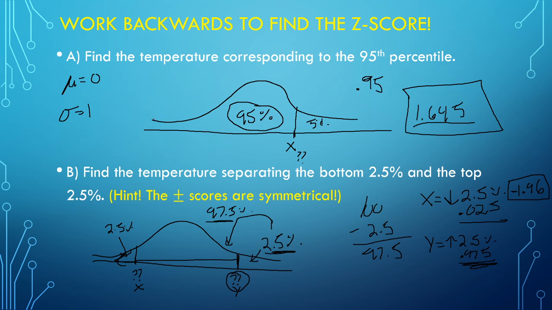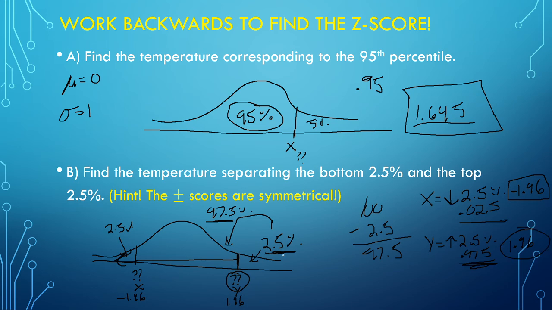Now, luckily, if you're looking for a symmetric split, like bottom 2.5 and top 2.5, one of the key aspects about a normal curve is that it is symmetric. So that means that if this value is negative 1.96, the same value on the opposite end is going to be positive 1.96. Because again, it's symmetric. So if the negative 1.96 cuts off the bottom 2.5%, then positive 1.96 will cut off the top 2.5%. So this value is just going to be 1.96.